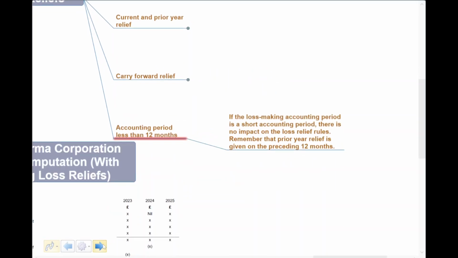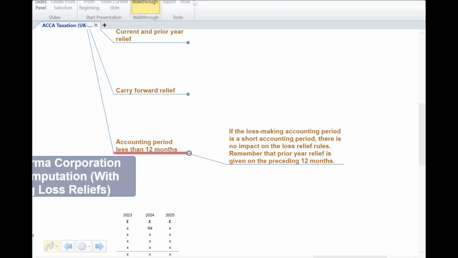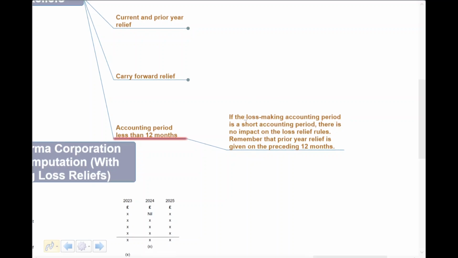Now, let's note this area of the 12 months. We mentioned it up top here in terms of prior year. Note, if the loss-making accounting period is a short accounting period, there's no impact, okay? But remember, if the immediately preceding period, so for prior year relief, note it's 12 months, okay? So I'm not worried about the length of the loss-making period. So say it's the current year, oh, it's 7 months, I don't care. What's the loss? 50,000, great. I care about the length of the immediately preceding period because I want it to be 12 months.